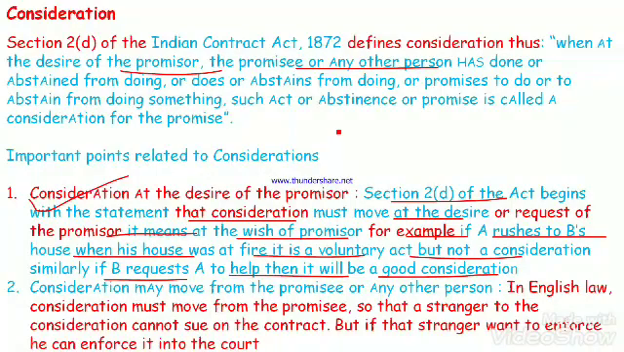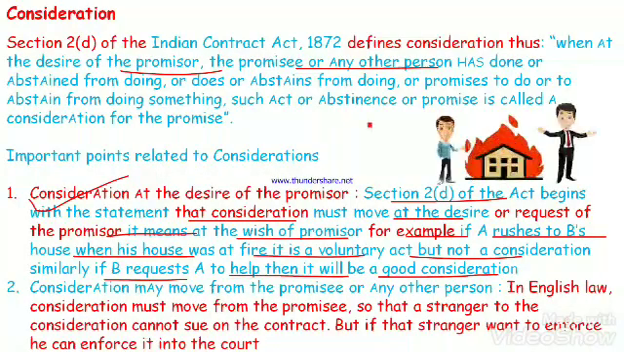For example, in this case, there was a fire in A's house. Okay, this is A and this is B. So B voluntarily went to A's house to put out the fire, and so B is not asking for any consideration. But when A calls B, at the request of B, if A comes to help, then it will be called good consideration. When you do something at the desire of the promisor, it will be called consideration at the desire of the promisor. If you didn't get the point, please comment down below.